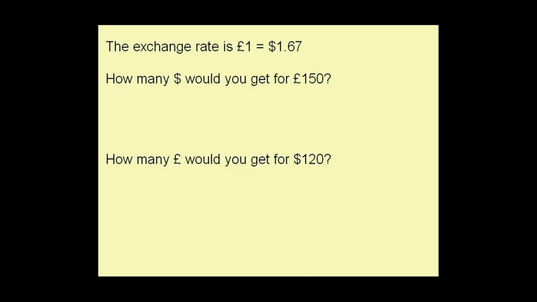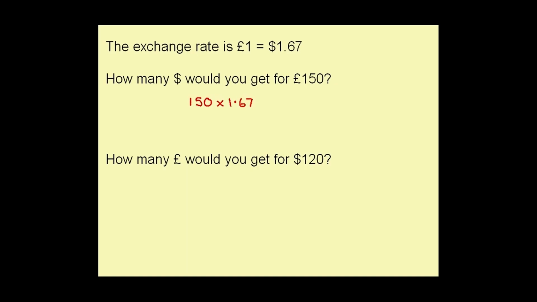In this question, we're going to look at exchange rates. We're told that £1 is equal to $1.67. We want to know how many dollars we would get for £150 and how many pounds we would get for $120. So for this first part, I know that for every pound I get $1.67.